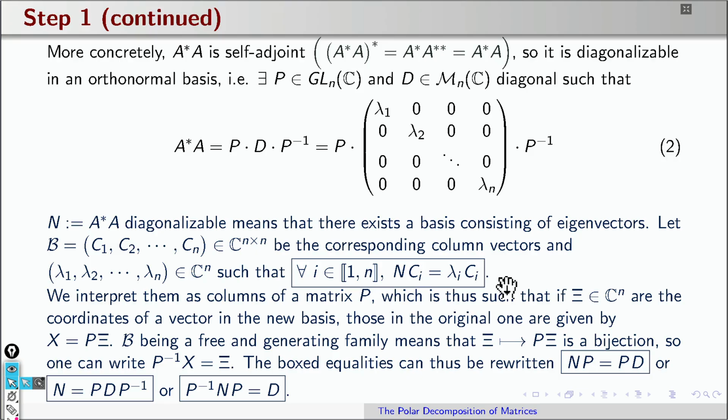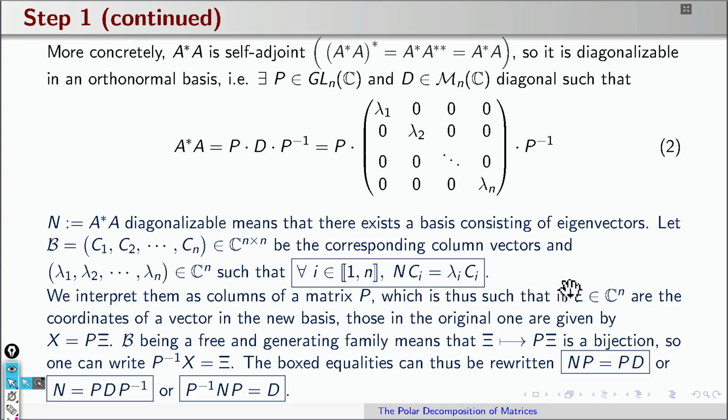So what is the interpretation of P? It's a change of basis matrix. It means that if capital Xi are the coordinates of the vector in that new basis, the coordinates in the original basis are related by this equality. X is P times Xi. I want to point out that the fact that B is a basis will imply that this map is a bijection, thus explaining that there exists P minus 1.